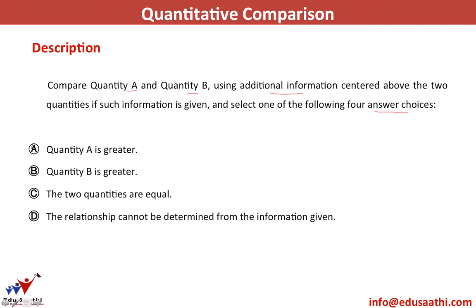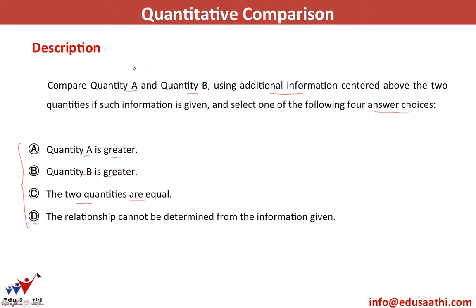You have to mark option A if the quantity A is greater. You have to mark B if the quantity B is greater. You have to mark C if the two quantities are equal, and you have to mark D if the relationship between the two quantities cannot be determined from the information that has been given to you. So these are the four answer options that are given to you.